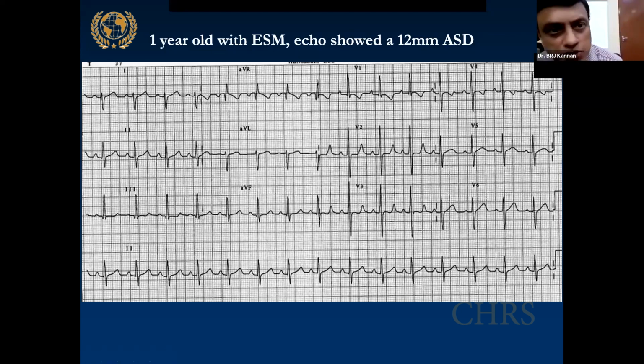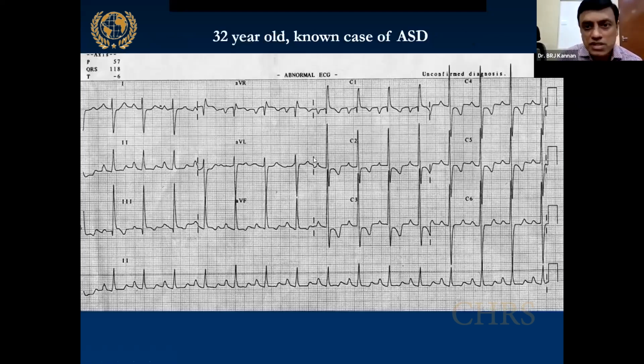But on the other hand, you take this 32-year-old gentleman who is a known case of ASD. He has right axis deviation. He has tall R waves. He has a QR pattern and RV strain pattern. So if this kind of ECG is there, most probably he is going to be inoperable.